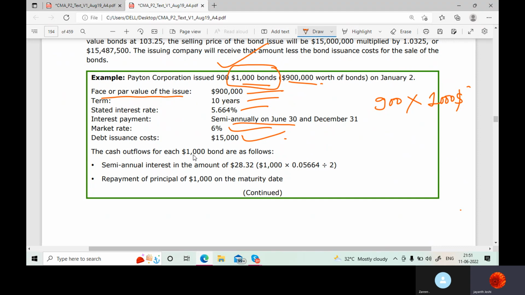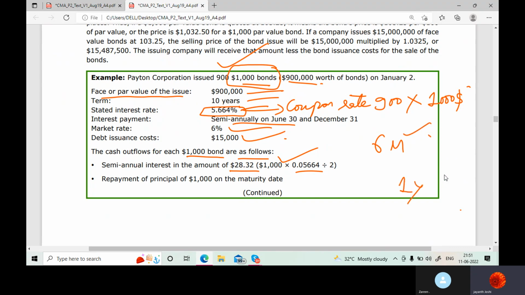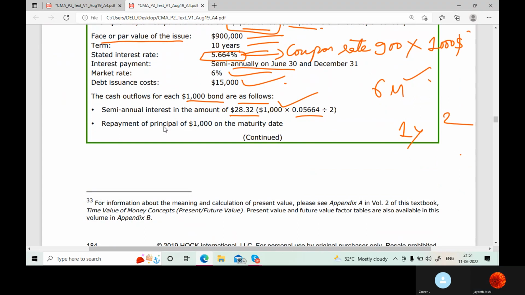The cash outflows for each $1,000 bond are as follows. Semi-annual: the interest is paid semi-annually. The agreed rate is also called the coupon rate. So the semi-annual interest payment would be $1,000 per bond times the coupon rate divided by 2. Why divided by 2? Because it's a semi-annual interest payment. When it is semi-annual, you have to make the rate half, because now a 6-month period is one period and a 1-year period is 2 periods here. Now, repayment of principal: $1,000 on the maturity date.